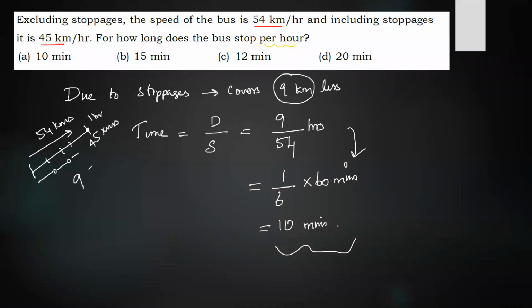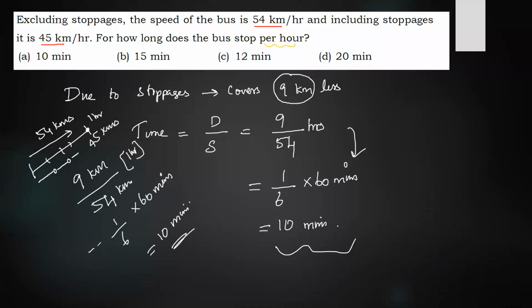So we are 9 kilometers less. Instead of 54, I reached only 45. So 9 kilometers less for 1 hour, which is 1/6 of 1 hour. So I'm converting into minutes, multiplying by 60. Is it clear, Charan? Any doubts, sir? Shall I move to the next one?